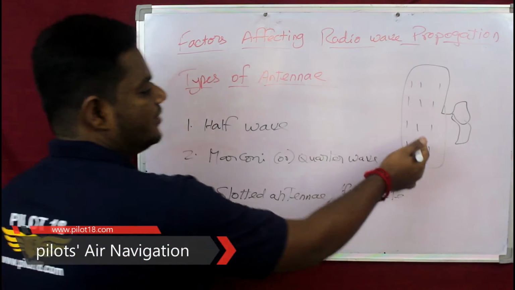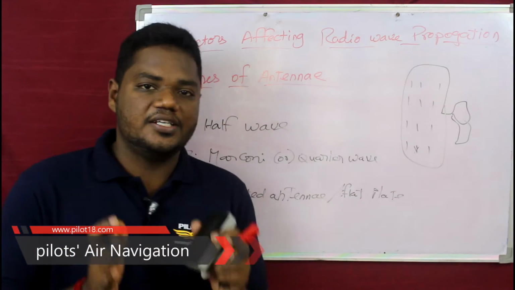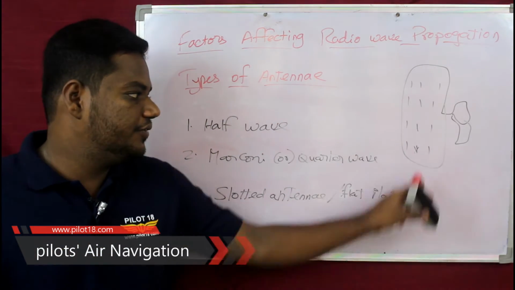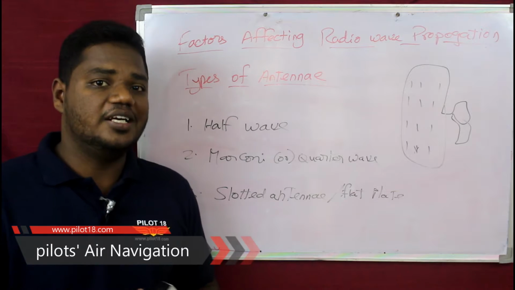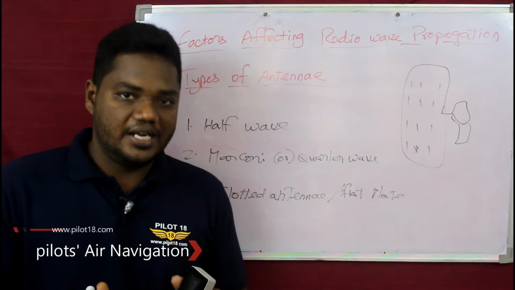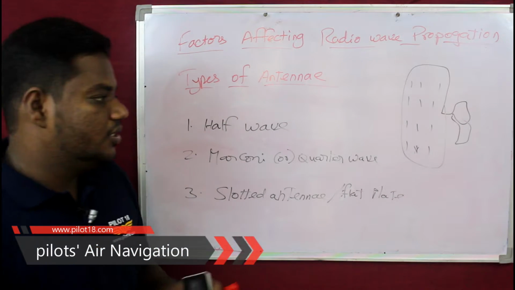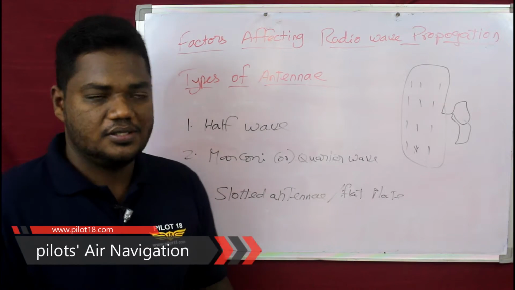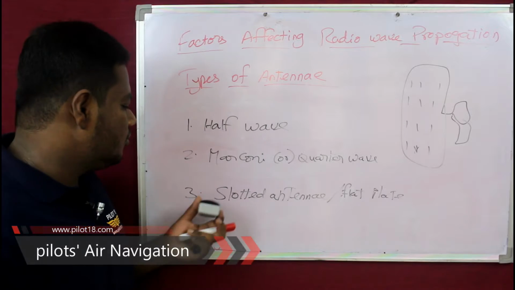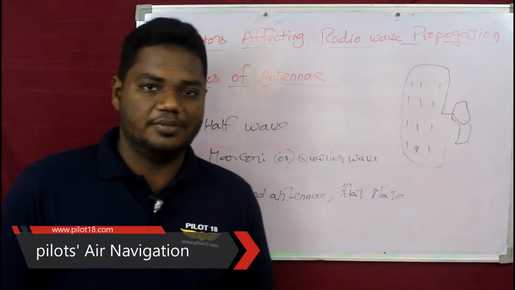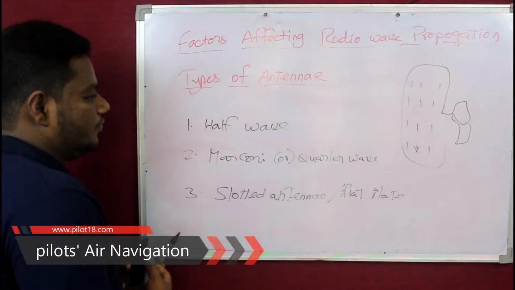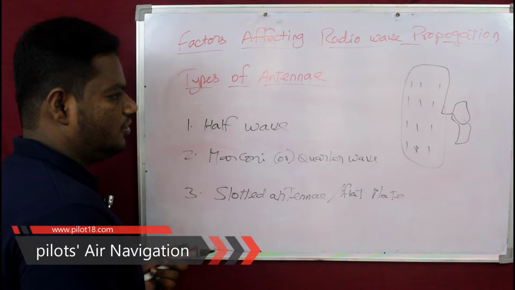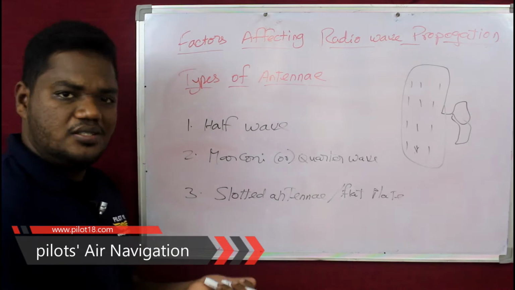And it also has directivity. You can choose the direction in which you want to send the radio waves by using this antenna. So you are using the radio waves in a particular direction, which is the directivity concept. So you can increase the range of the radio waves, right? So that's known as the slotted antenna or flat plate antenna. So let's not get too much into this, because just knowing is sufficient.